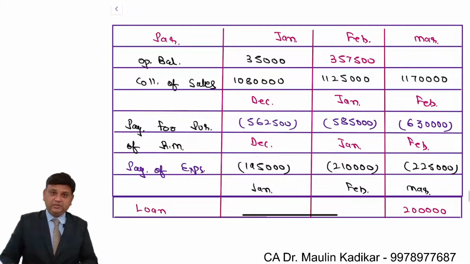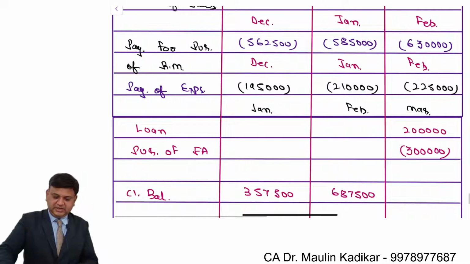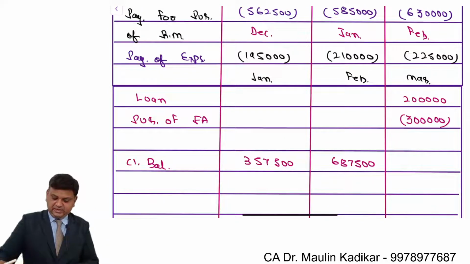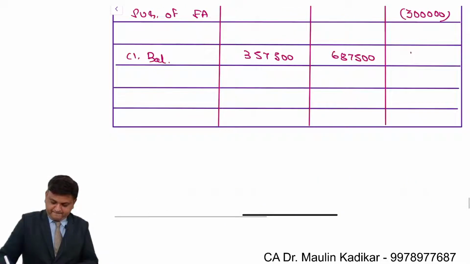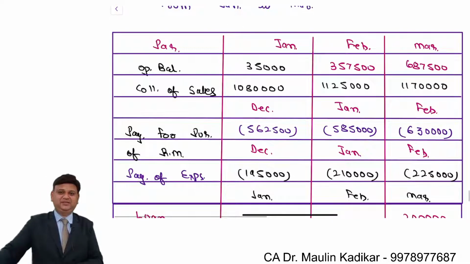Now the closing of February is opening of March. 687,500 plus 11 lakh 70,000 minus 6 lakh 30,000 minus 2 lakh 25,000 plus 2 lakhs minus 3 lakhs, 9 lakh 2,500. This is the way simply we have to prepare the cash budget.